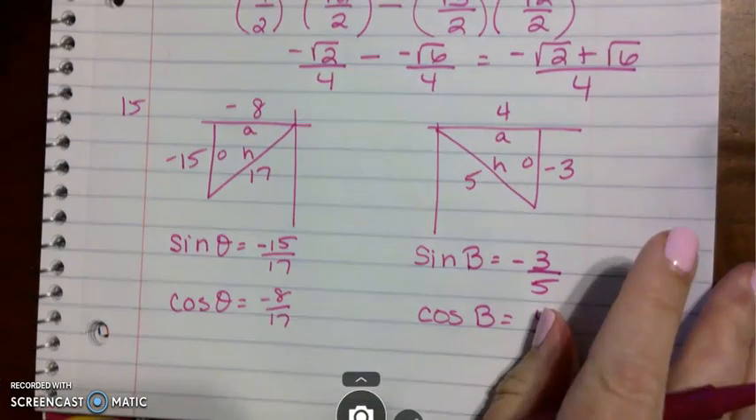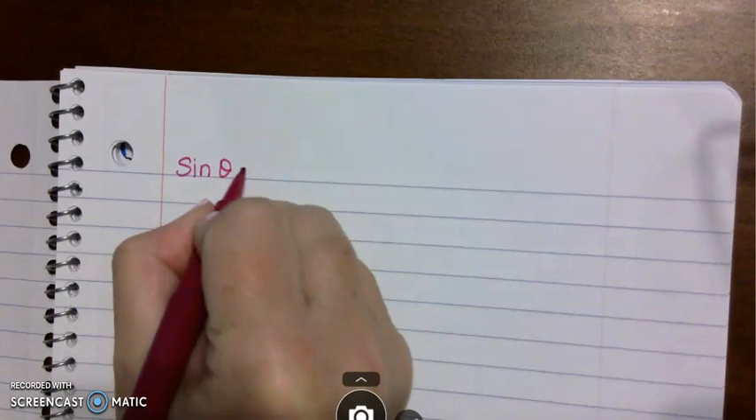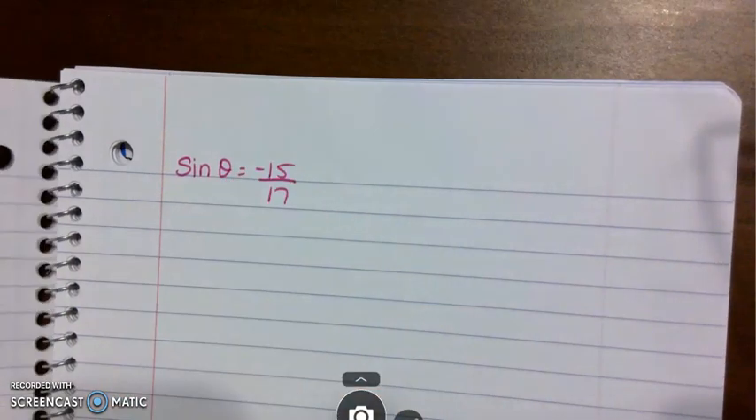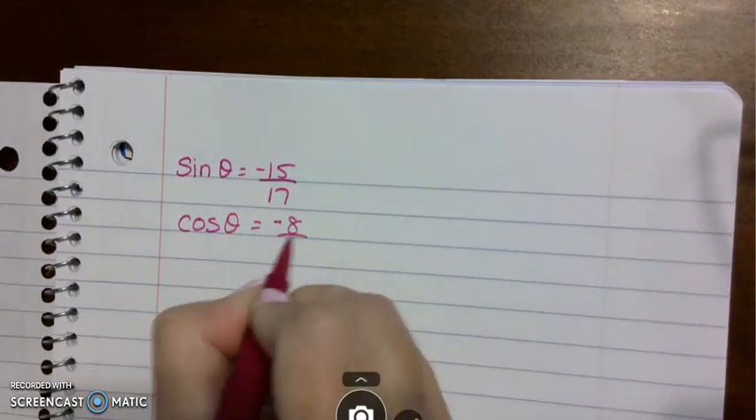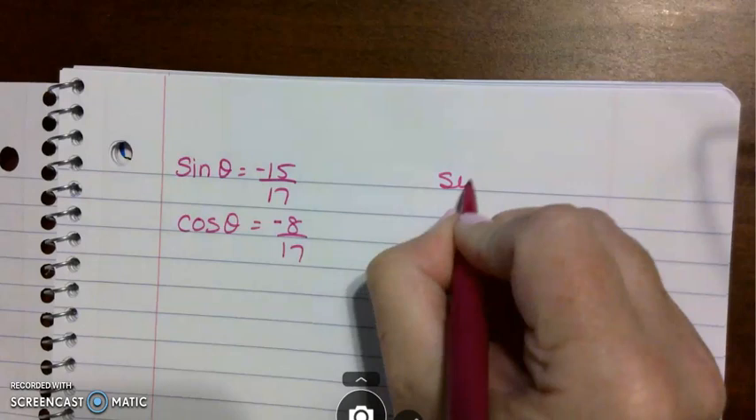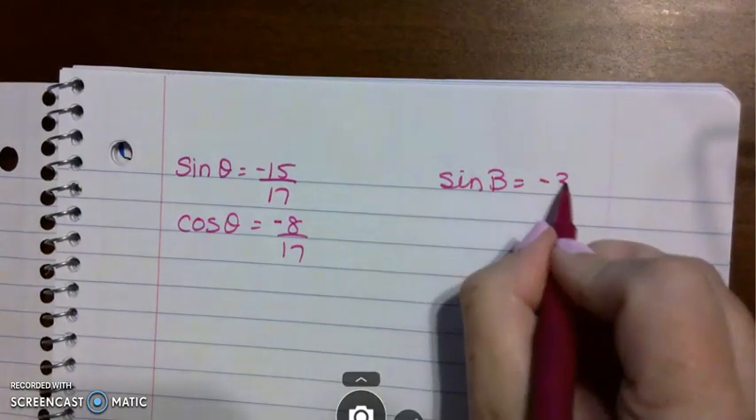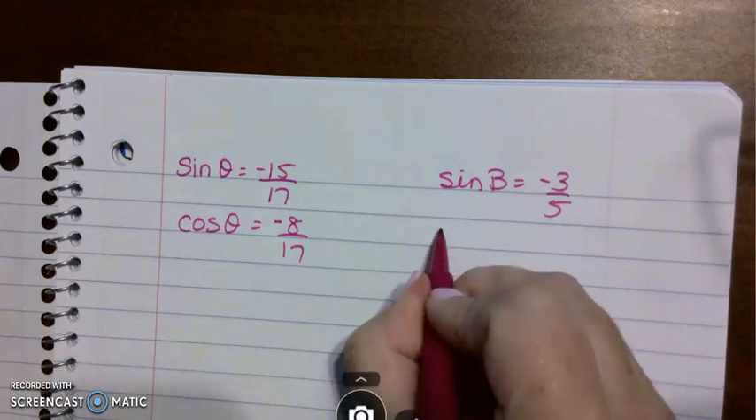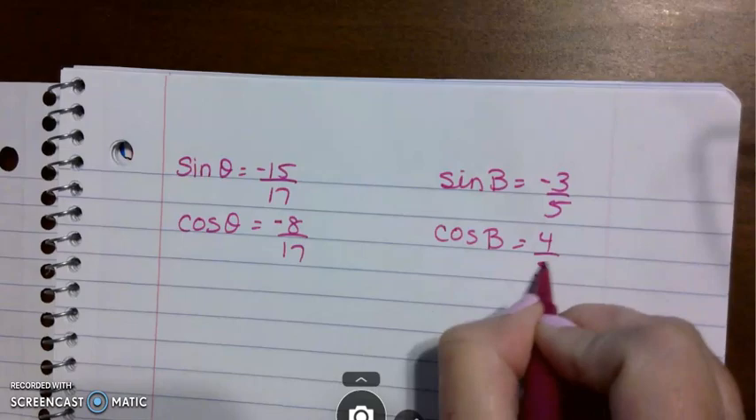I've run out of room, so give me half a second while I turn the page. Okay, so here you go. Sine of theta was negative 15 over 17, and cosine of theta is negative 8 over 17. Sine of B was negative 3 over 5, and cosine B is 4 over 5.